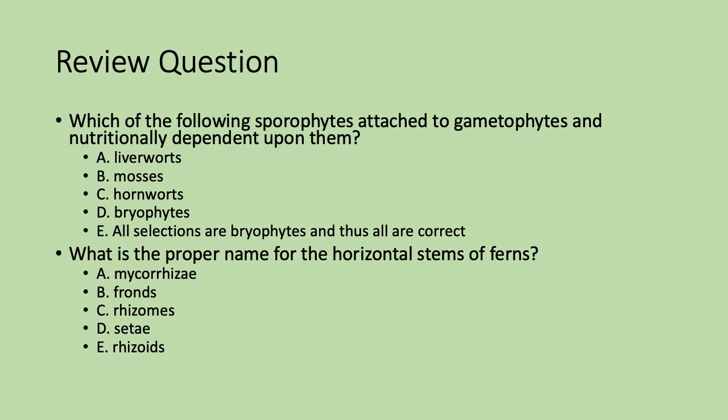It is E. I threw this question in to see if they remember bryophytes. Liverworts, mosses, and hornworts are all bryophytes. The sporophyte grows parasitic to the gametophyte. It needs nutrition from the gametophyte.